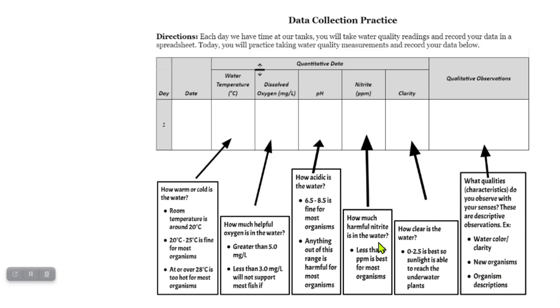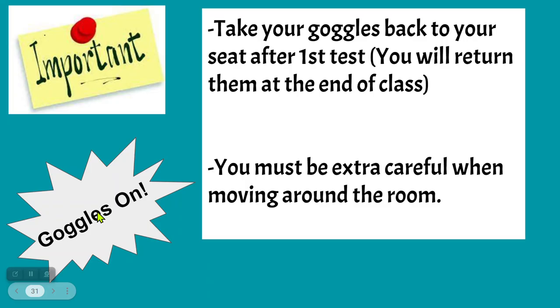Nitrites are actually harmful, so we don't really want there to be nitrites. How clear is our water? We don't have much in there, so we hope it's pretty clear today, but you'll see. And then, are there some qualities you can describe about your ecosystem? Water color, color of the rocks and things that are in there. Are there any new organisms? And can you describe the things that are in your ecosystem?